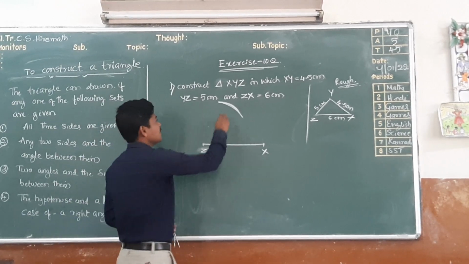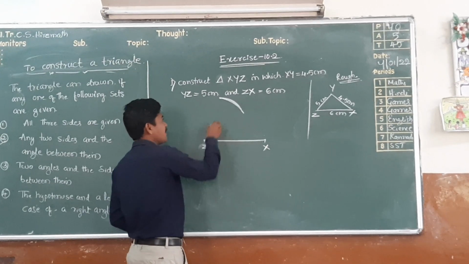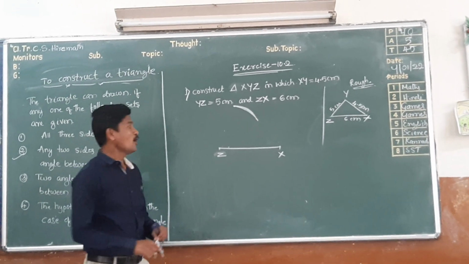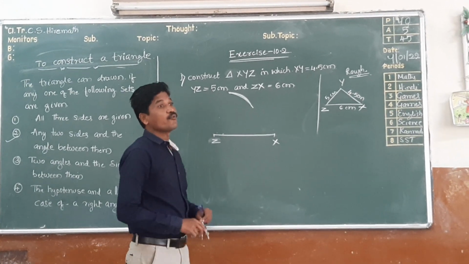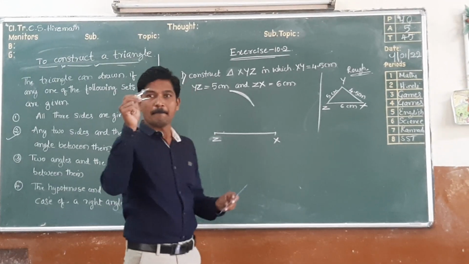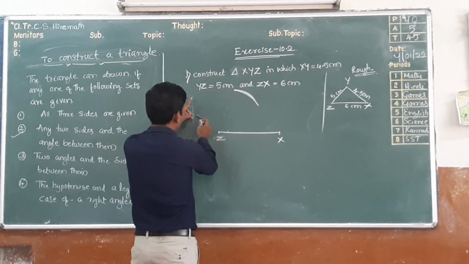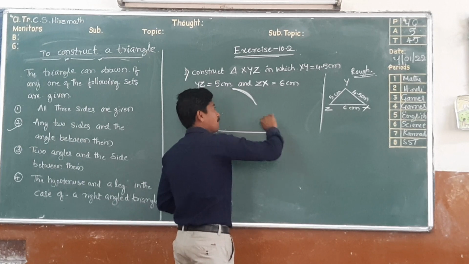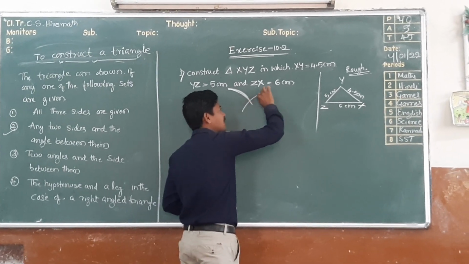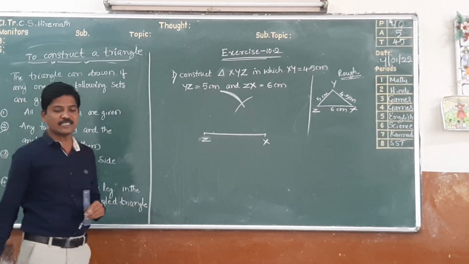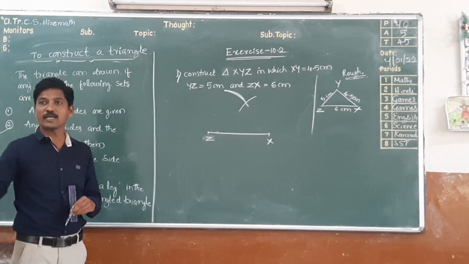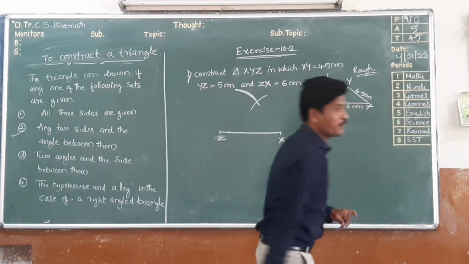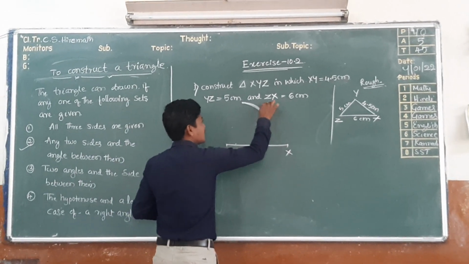Okay. Now, this arc will be 5 cm away from Z. Here also it is 5 cm, here also 5 cm. From X to Y, how much is it? 4.5. So we need to take that measurement in the compass. And keeping on X, draw an arc such that it cuts the previous arc. It should cross the arc we drew earlier. Okay? Right? Good.